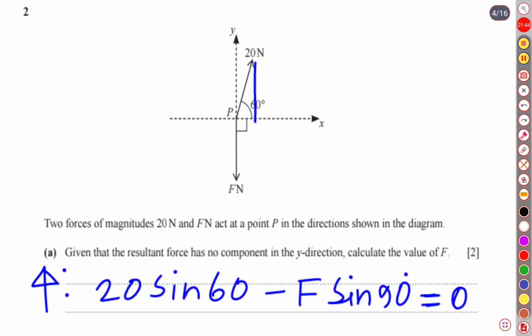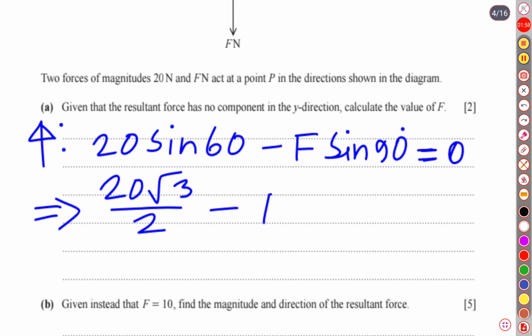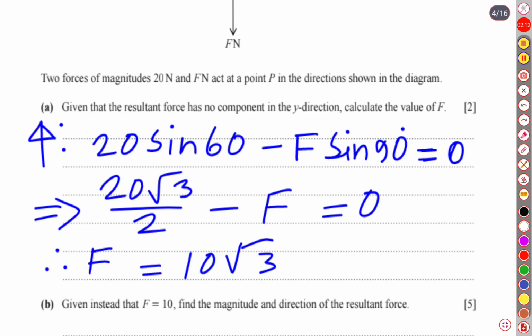Now 20 sine 60, we know the value of sine 60 is root 3 over 2. So 20 root 3 over 2 minus F sine 90, we know that is 1, so F equals 0. Hence our F is going to be, if we divide 20 by 2, 10 root 3. That is what they have told us to find out. So F is equal to 10 root 3.